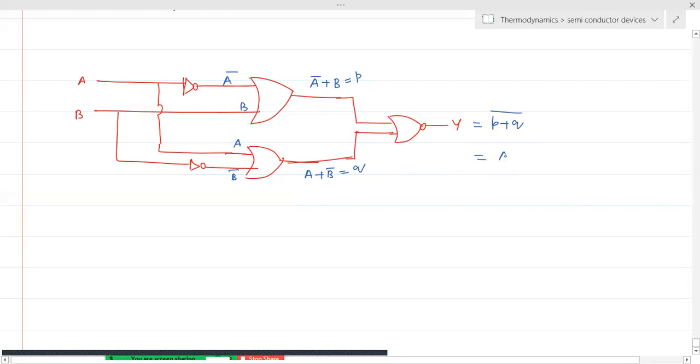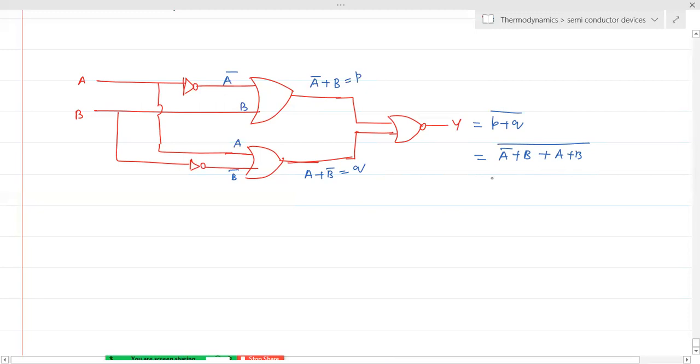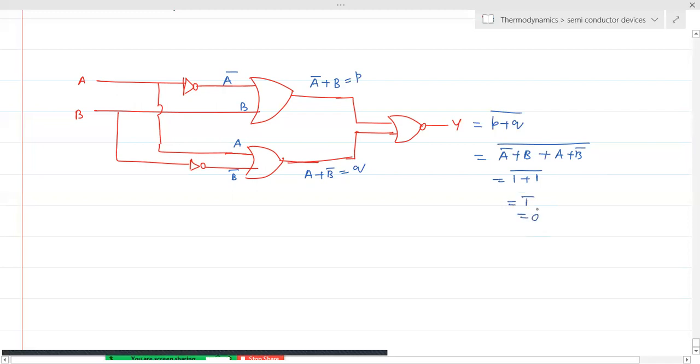So therefore P is nothing but A bar plus B, and Q is A plus B bar, and we are taking the whole bar. A bar plus A is 1, B bar plus B is 1. 1 plus 1 is 1, and 1 bar is nothing but 0. So in this way we will get it.